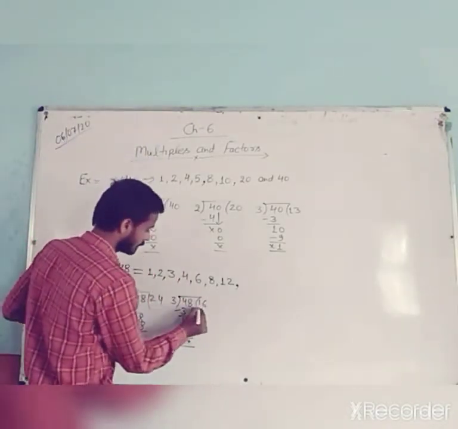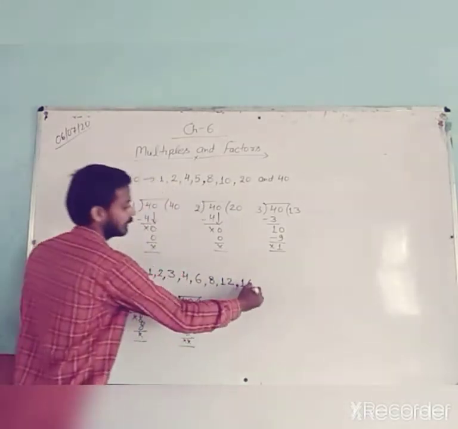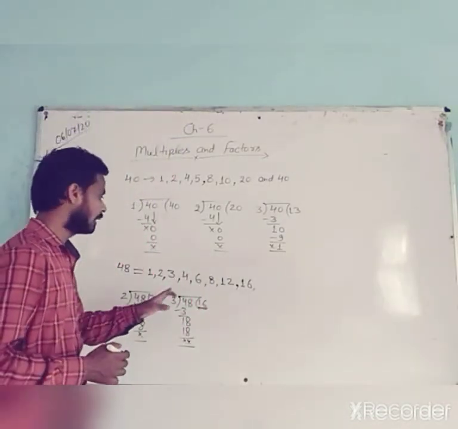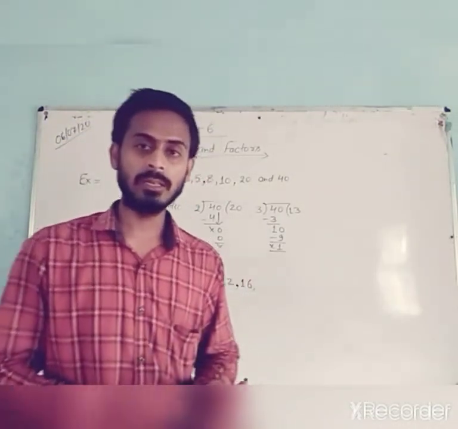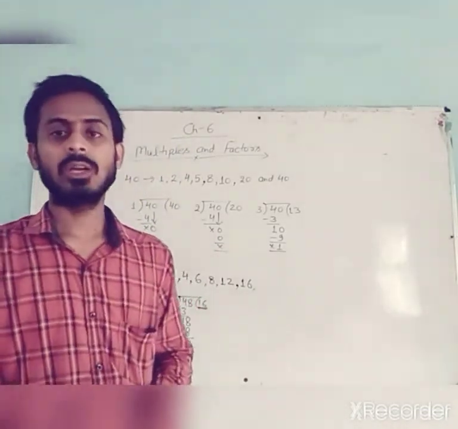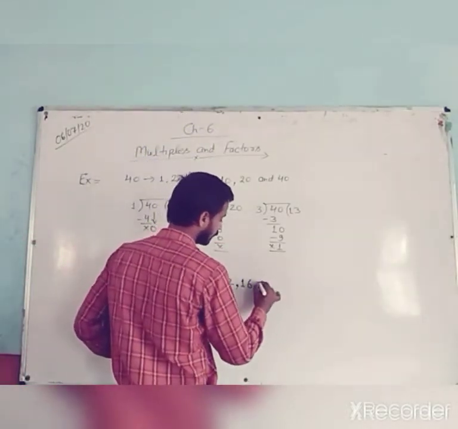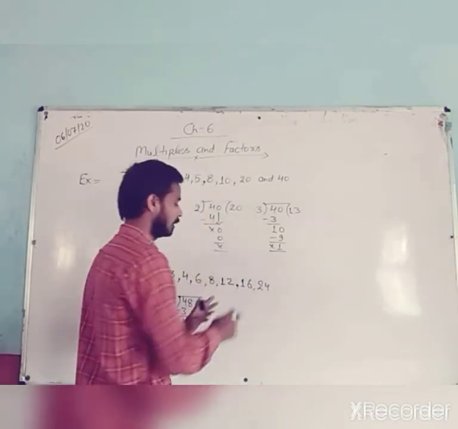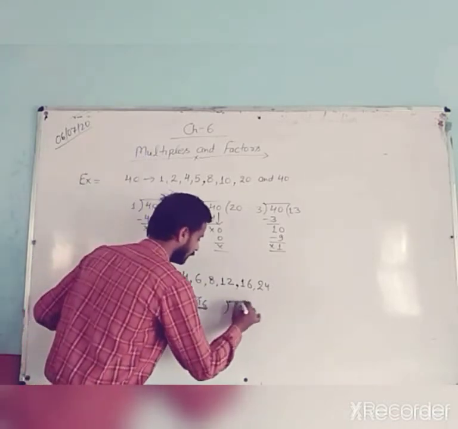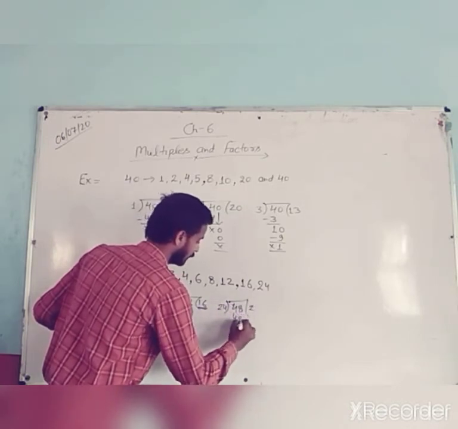But see, 16 is here. 3 16s are 48 and 16 3s are 48. So 16 is a factor of 48. Clear? Now 17, 18, 19, 20 are all not factors of 48. Then 21 no, 22 no, 23 no. Then the next number after 16 is 24, because 16 3s are 48, 24 2s are 48. See, you divide 48 by 24, then 24 2s are 48.